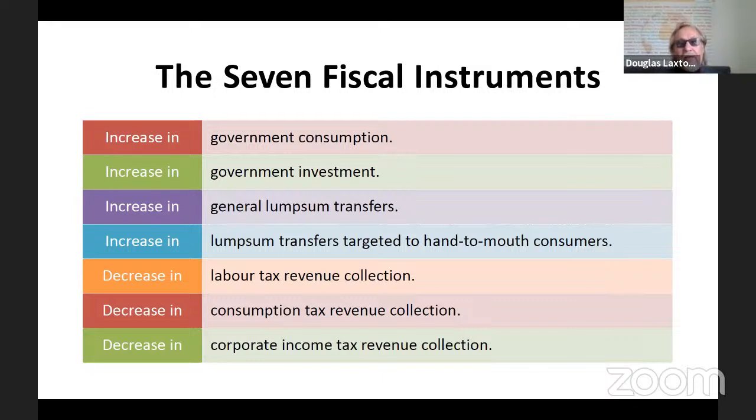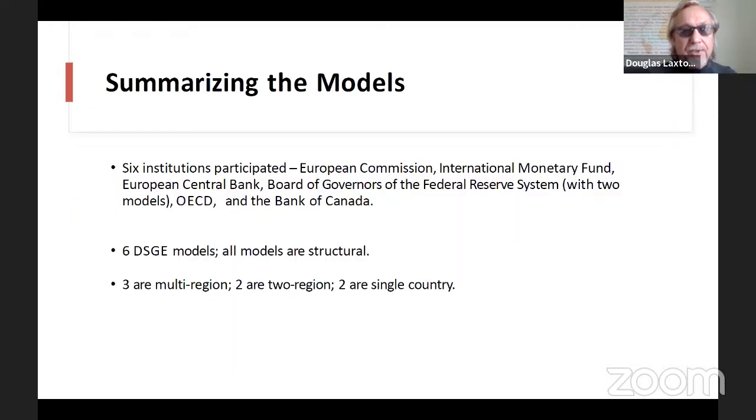Okay, so labor tax revenue, which is going to be distortionary. So in the model, you have to pay people to work, and they work on the basis of their after-tax wage. So we can also consider a change in the tax rate on labor, cut in labor taxes, consumption taxes, and corporate income taxes. So there's a whole bunch of different instruments.